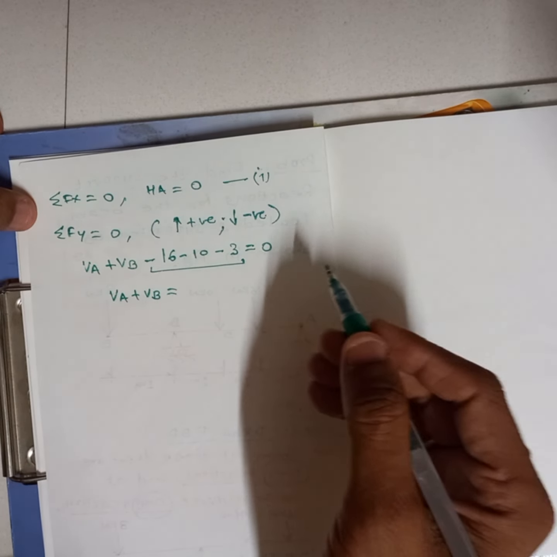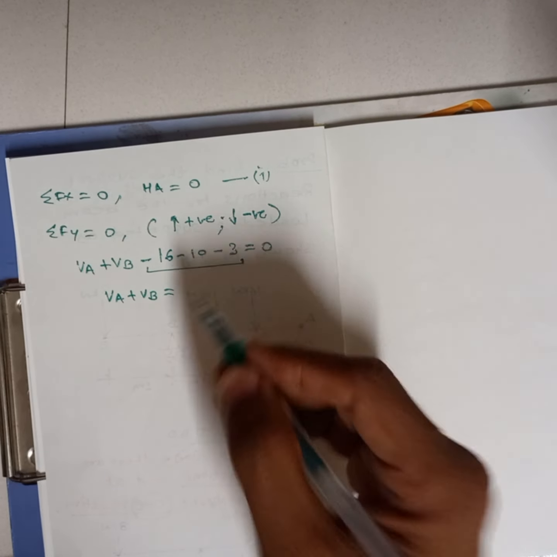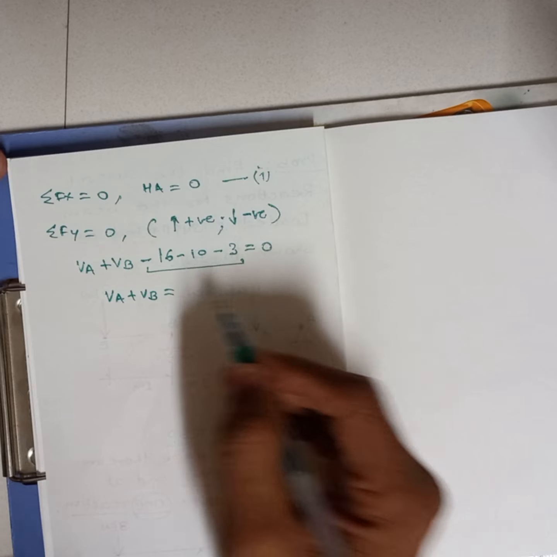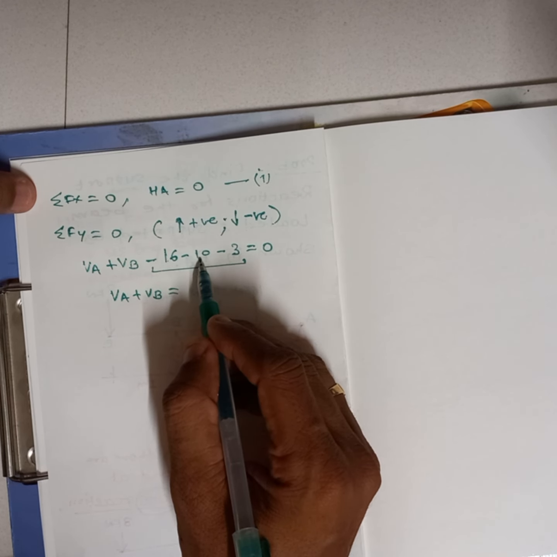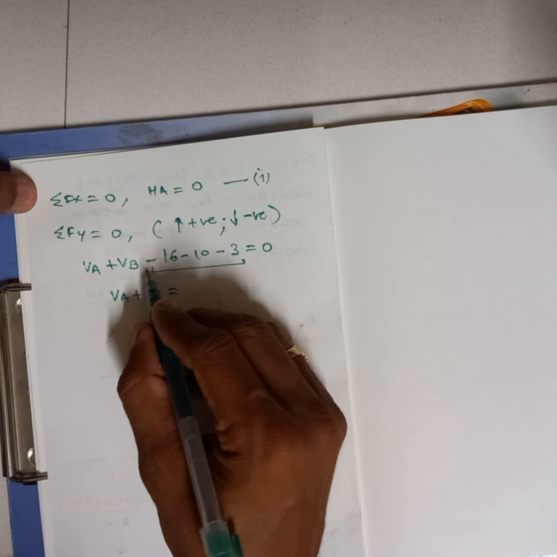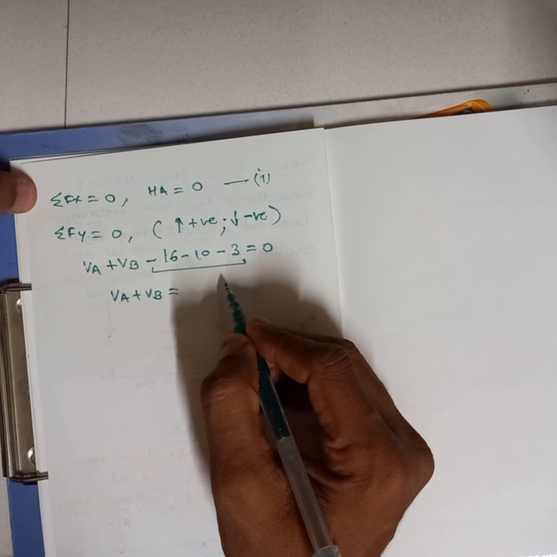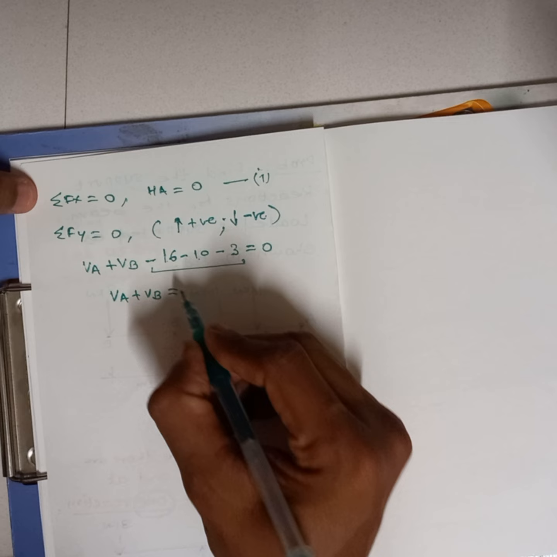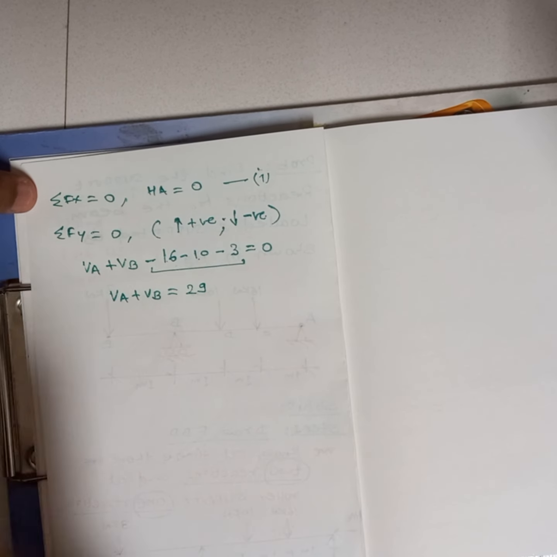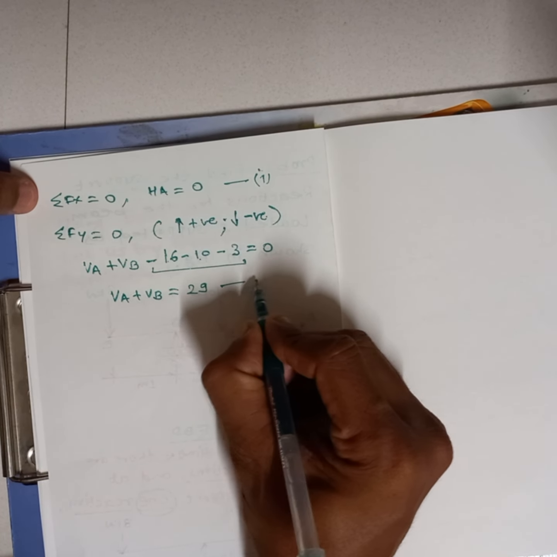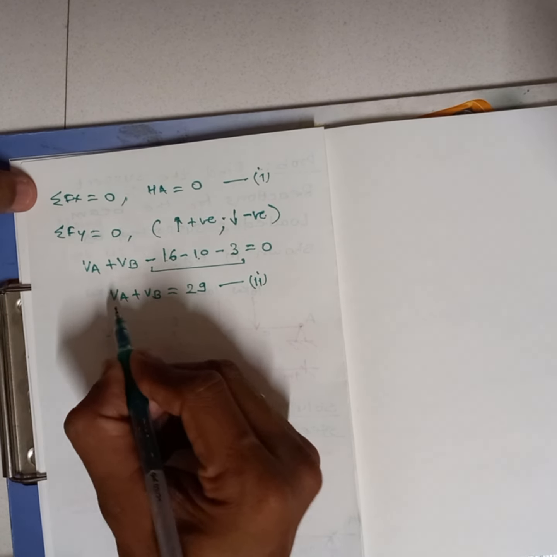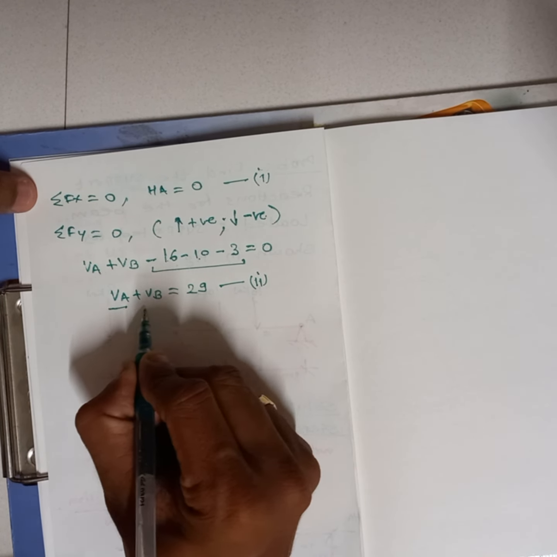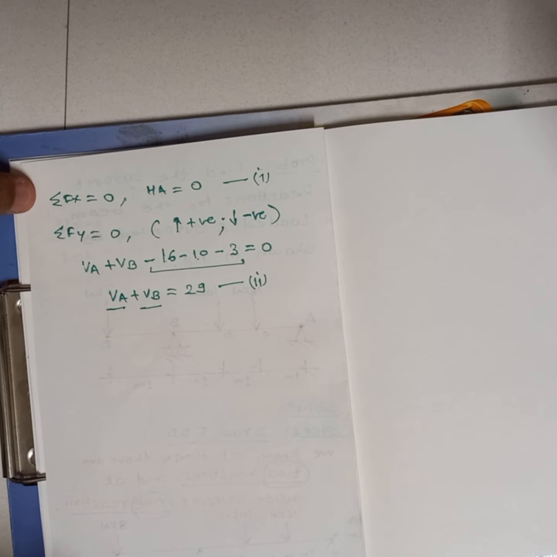So त्याला मी right hand side ला मी घेऊन जातोय. So that is minus 16 minus 10, that is 26, 29. So minus 29 ते राईट हँड साईडला शिफ्ट झालं तर तो होईल प्लस, so that is 29. So this is second equation, because at present I am not knowing VA and I am not knowing even VB also.